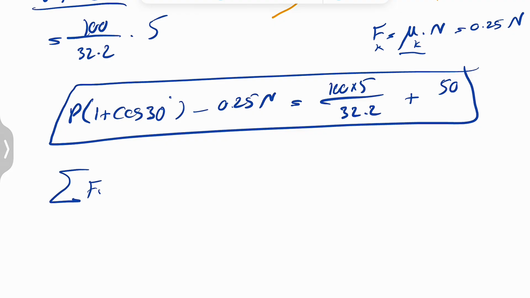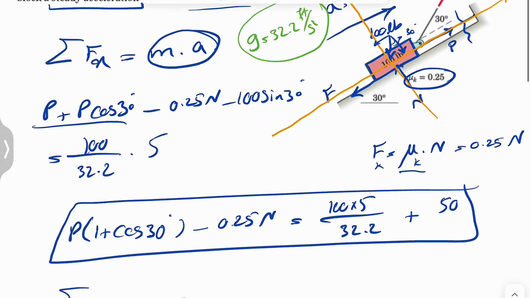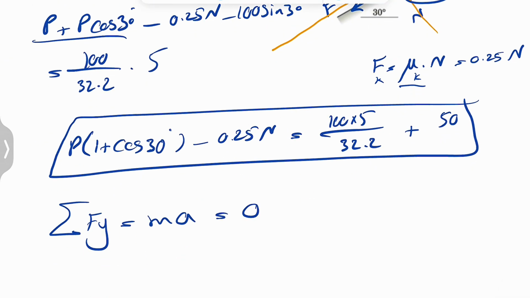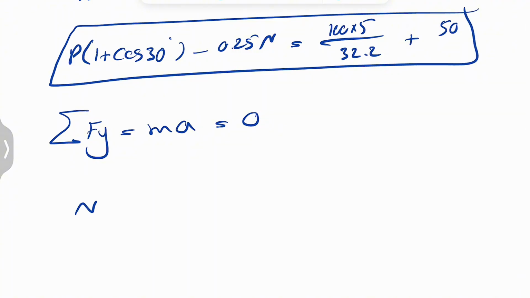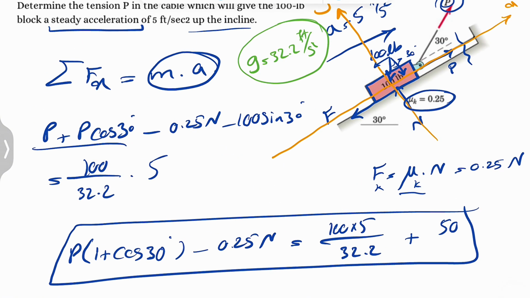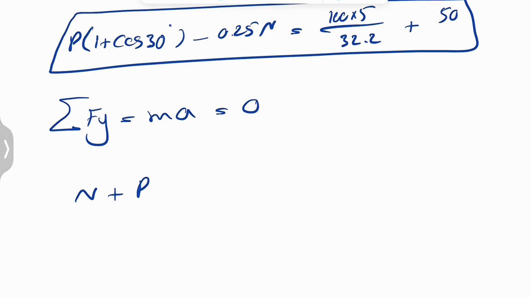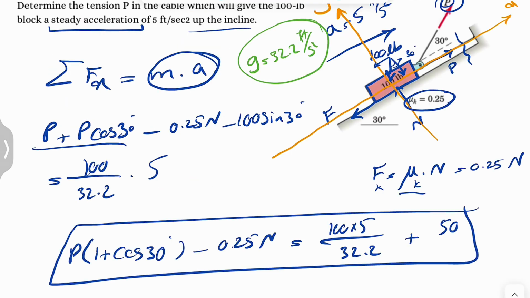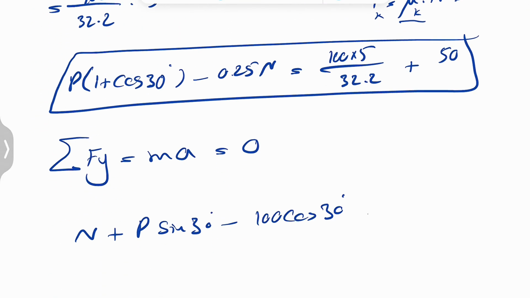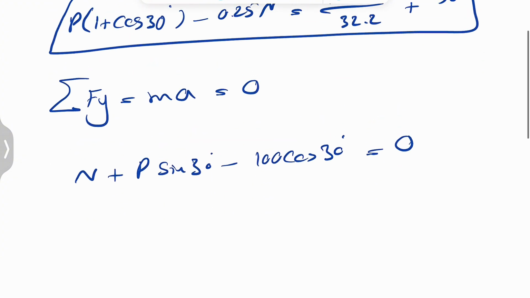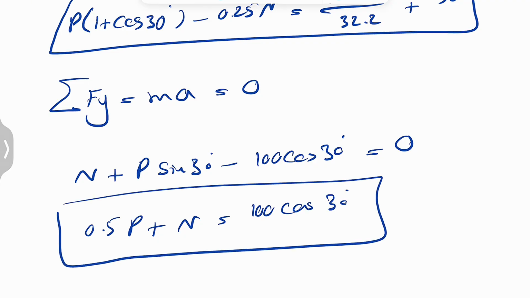Let's move on to the sum of all forces in y, mass times acceleration. Obviously there is no movement in the y direction, so this will be equal to 0. We have the normal force upward, so positive. We have the y component of P, which is P sine of 30 degrees, and the y component of the weight, which is 100 cosine of 30, and it's going to be negative. And that's everything for y. So another equation that we have is 0.5P plus N is equal to 100 cosine of 30 degrees. That's going to be our second equation.